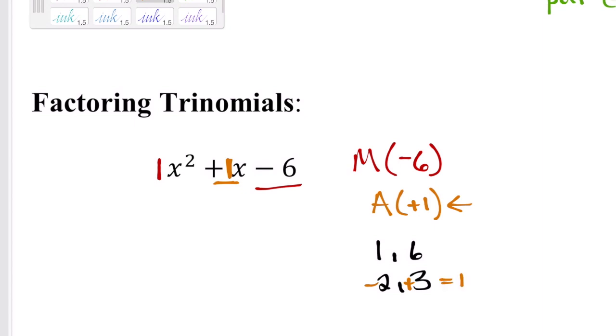So negative 2 and positive 3 multiply to give me negative 6, and negative 2 and positive 3 add to give me a positive 1. So then what I'm doing here is I'm trying to figure out what added together to give me the 1x, and I'm going to undo that combining of like terms.